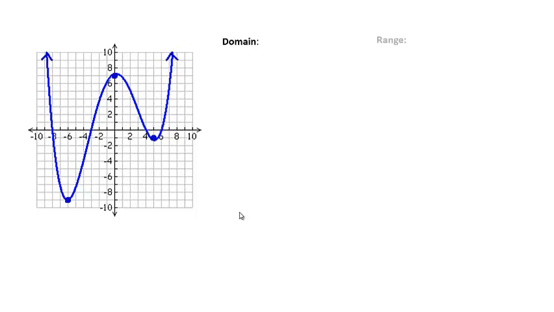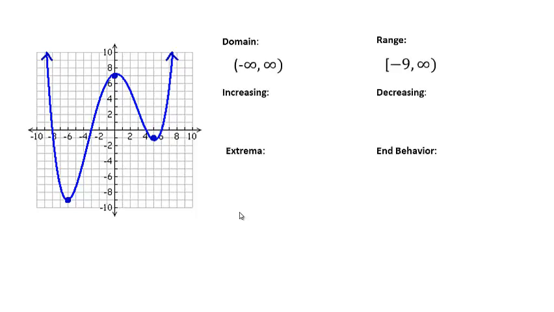All right, for domain, let me just get these up here. Domain, we had negative infinity to infinity. Range, the lowest y was -9. So we have a bracket on that all the way up to positive infinity. Increasing, we actually had two intervals, here to here and here to here.